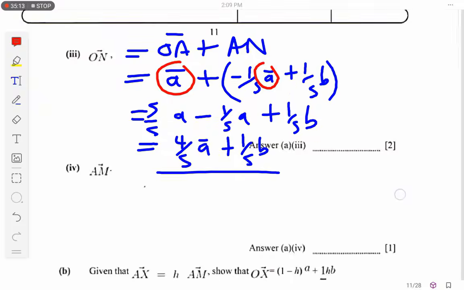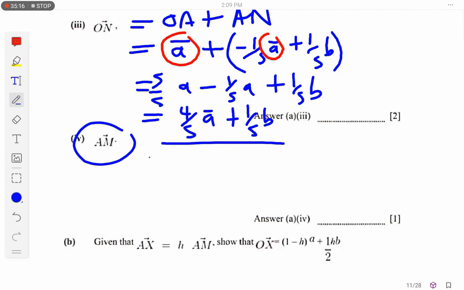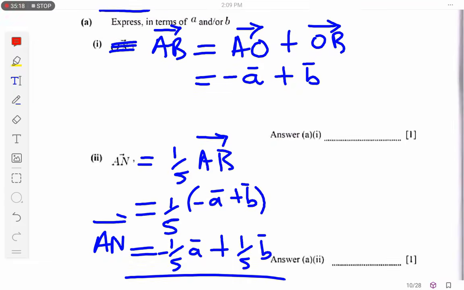Then we are asked to calculate AM. Let's go to our diagram and see AM.